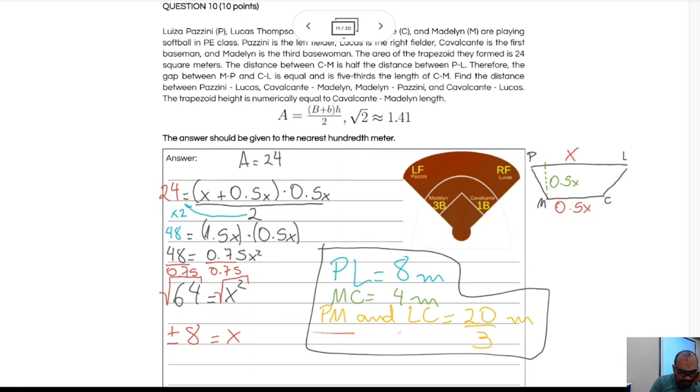And the other one, Lucas Cavalcante, I know it's 5/3. 5 times 4 is 20, 20 divided by 3. It's 5/3 of Madeline Cavalcante's, which is 20/3 meters. Guys, here is our formative number 7.